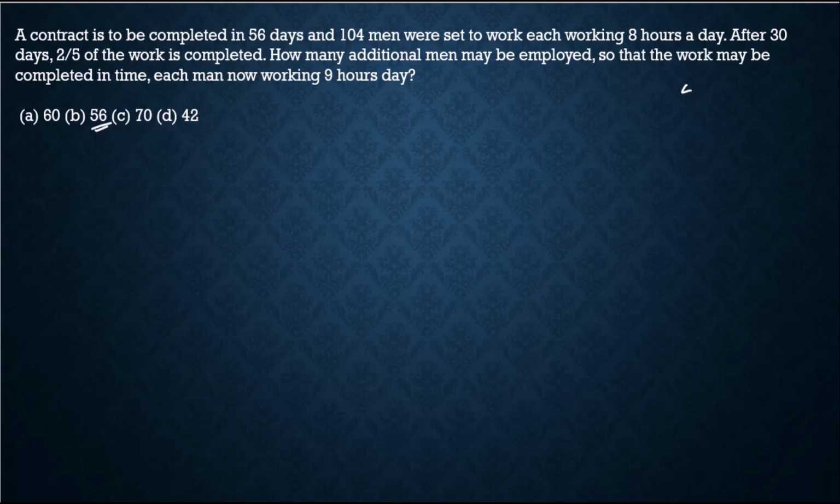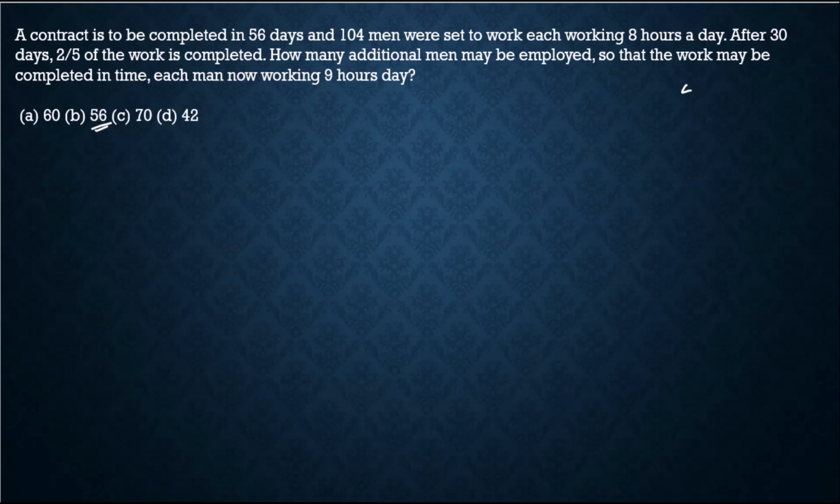We will go to some advanced question. Here the question is that a contract is to be completed in 56 days. So the 56 days is the target. 10 men were said to work, each working for 8 hours per day. After 30 days, 2 by 5 of the work is completed. How many additional men may be employed so that work may be completed in time?